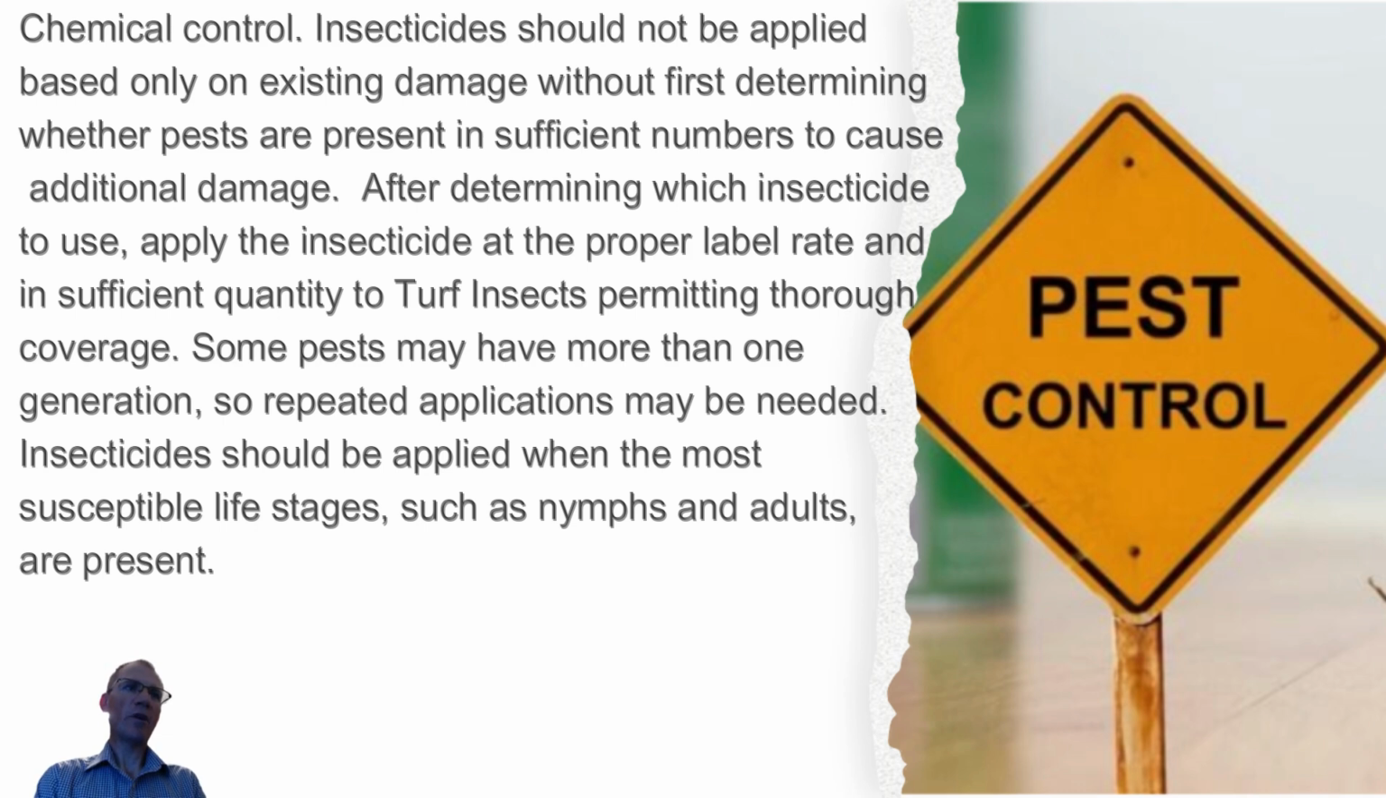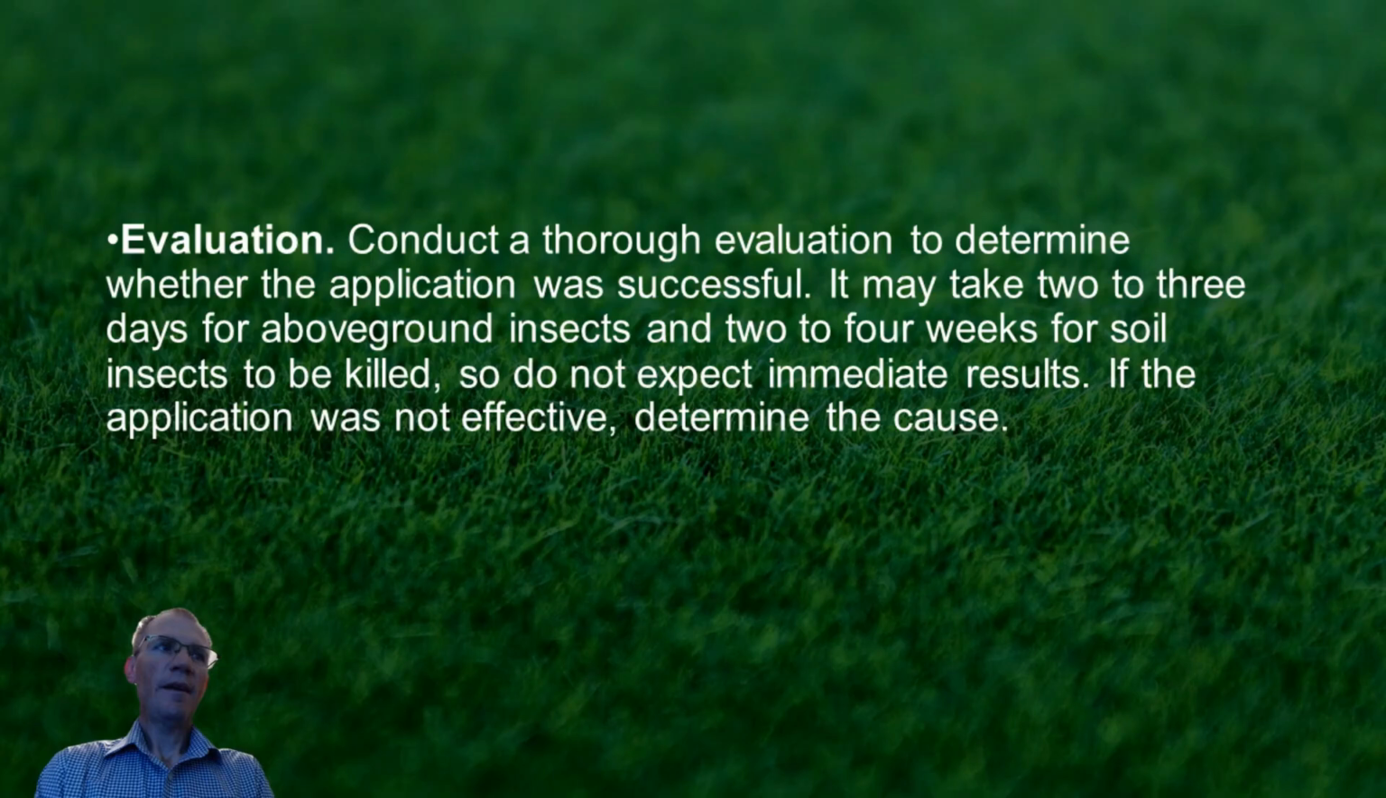After determining which insecticide to use, apply the insecticide at the proper label rate and in sufficient quantity to treat insects, permitting thorough coverage. Some pests may have more than one generation, so repeated applications may be needed. Insecticide should be applied when the most susceptible life stages, such as nymphs and adults, are present.